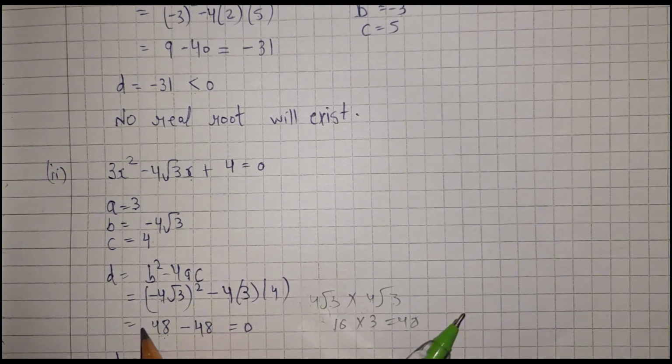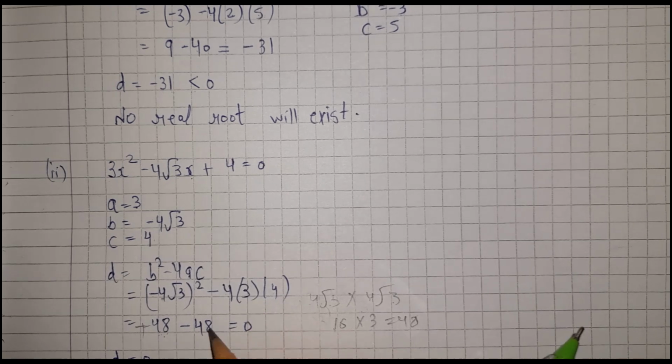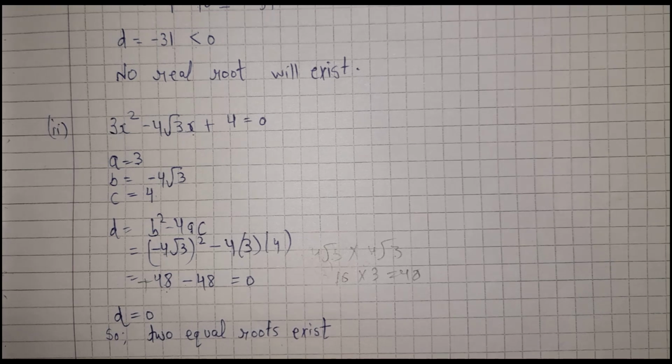So 48 - 4 × 3 × 4, that is 48 - 48 = 0. Here the discriminant is 0, so two equal roots will exist.